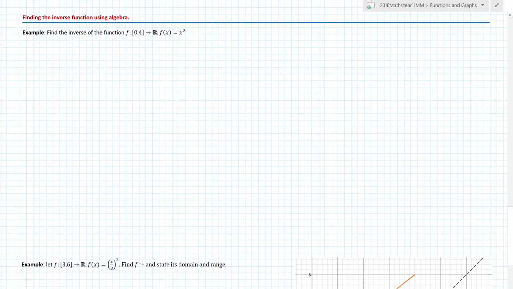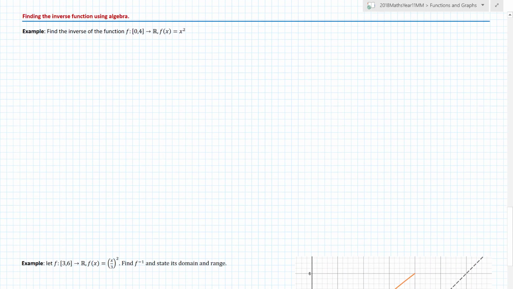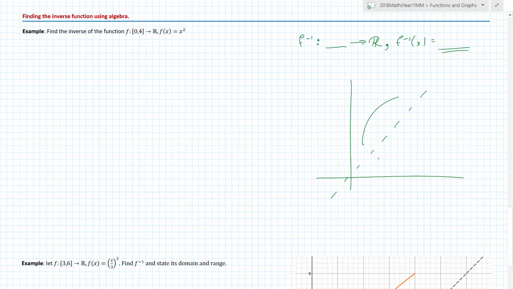Not particularly complicated. Now, we've got to remember that when you're finding the inverse function using algebra, we need to come up with f to the minus 1, colon, some sort of domain, not a double arrow, mapped onto the reals, f to the minus 1 of x equals. So we now need to come up with ways of finding the inverse function. Why? Well, if that's your original function, there is no way that the inverse can have the same equation.